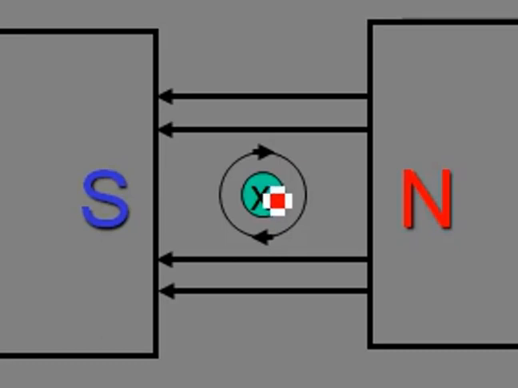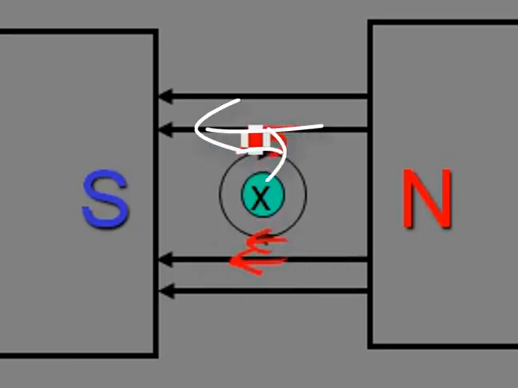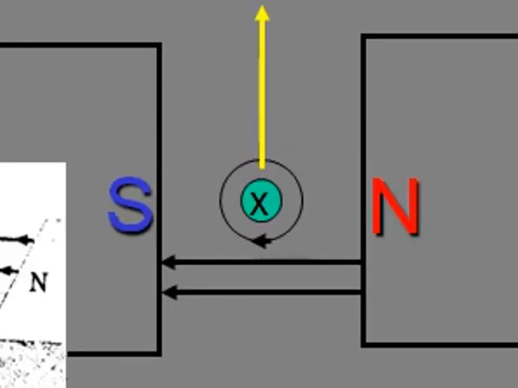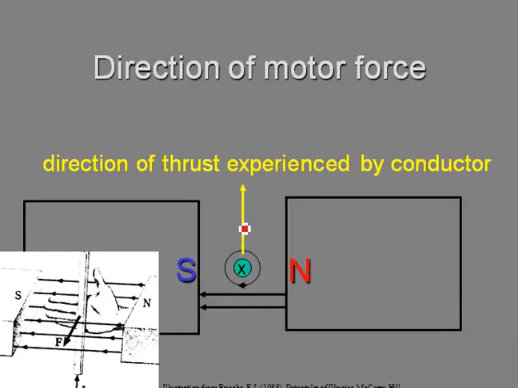The thumb points in the direction of the current, here it's away from us, and the fingers curl around in the direction of the magnetic field around the conductor, and here that is clockwise. These two fields interact with one another, reinforcing one another at the bottom, since they're pointing in the same direction there, and cancelling one another out, at least partially, at the top. This causes the conductor to be thrust upward.